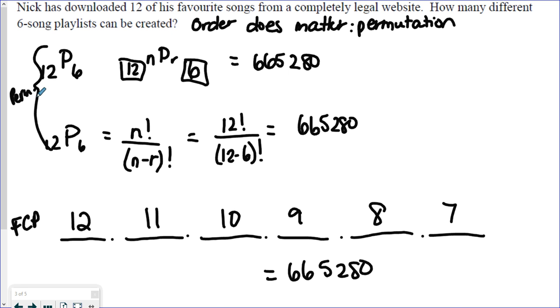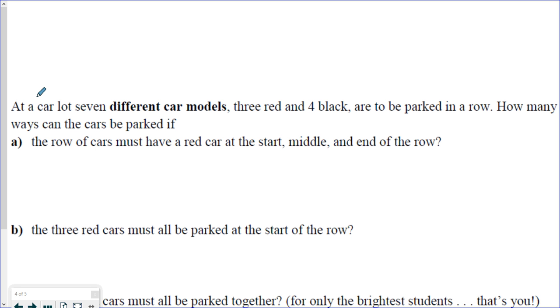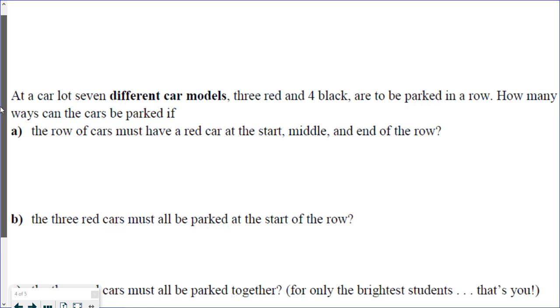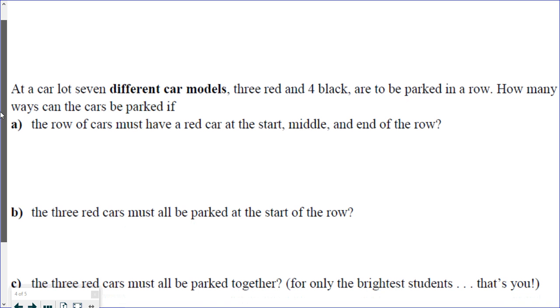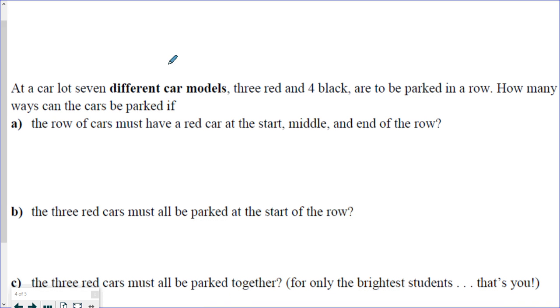So now question 4. At a car lot, 7 different car models, 3 of them are red and 4 of them are black, are parked in a row, but again, they're different cars. Even though it says there are 3 red cars, one's a minivan, one's a truck, and one's a little compact car, so you can tell them apart. Your black cars are all black, but one's a car, one's a truck, one's a Jeep, and one's a stretch limousine. Weird. So they'll be parked in a row. How many different ways can the cars be parked?